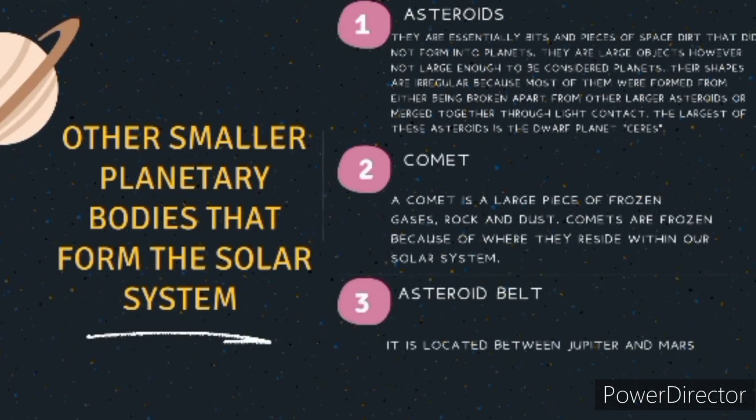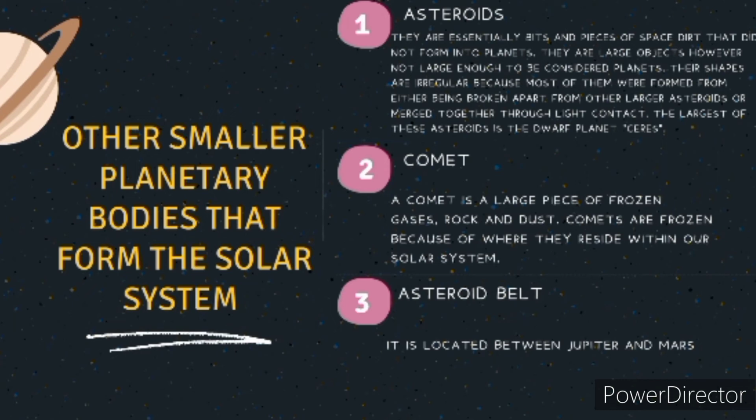But we also have some other smaller planetary bodies that form the solar system. Okay, we have the asteroids, we have the comets. All right. Now, let's talk about the asteroids. These are essentially bits and pieces of space dirt that did not form into planets. They are large objects. However, they are not large enough to be considered planets. Another thing you must know about asteroids is that they have irregular shapes, and most of them are formed from being broken apart from other larger asteroids, or they were meshed together through light contact. Okay, so the largest of these asteroids is the dwarf planet, which is Ceres.